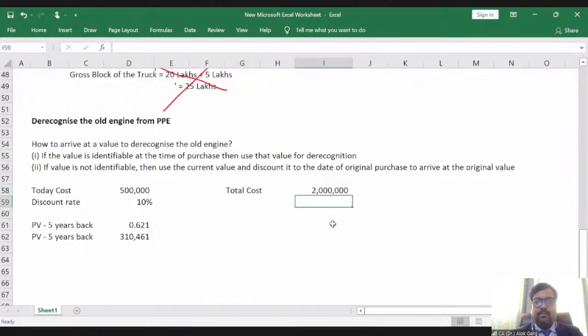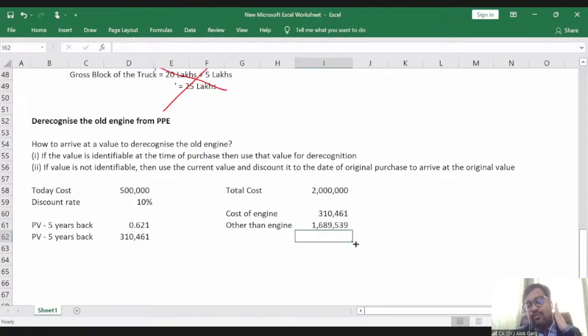So what is my cost of engine? My cost of engine which is arrived at is 3,10,641, and cost other than engine is 20 lakh minus 3,10,641. So this could be the breakup according to this calculation, right? So we have arrived at what could be the cost basis, the current cost. I hope it is clear to everyone.